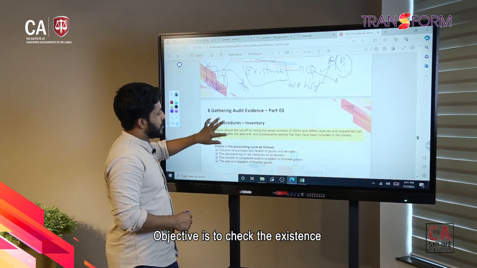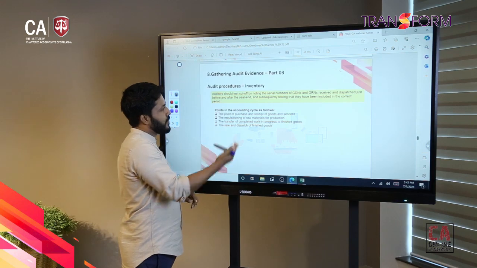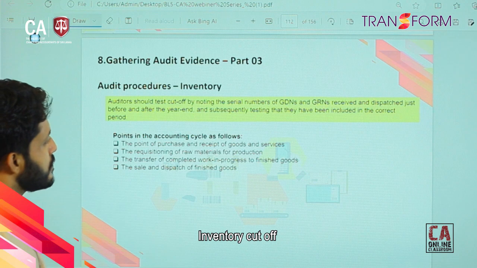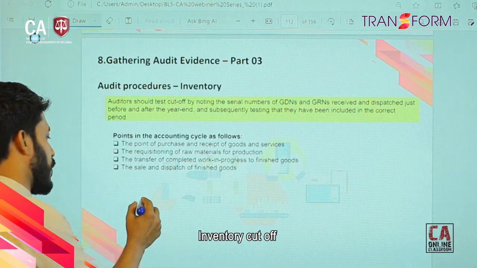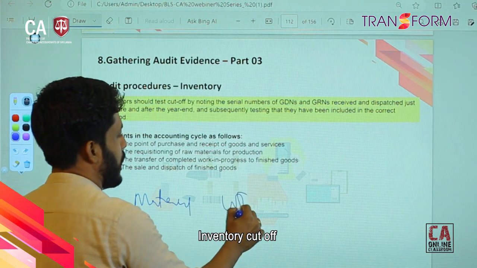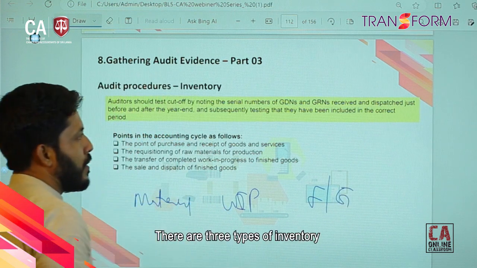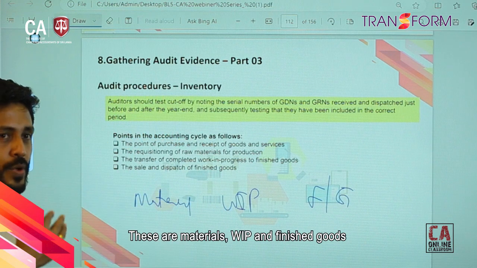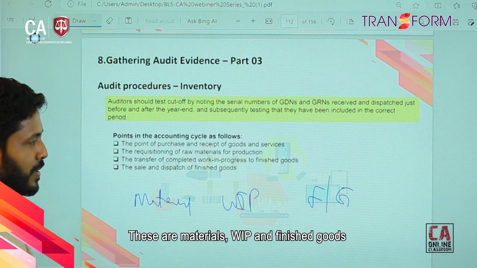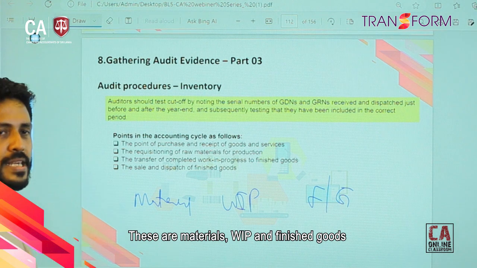Right. So then once you are discussing inventory, the other procedure is inventory cutoff. Why are we doing inventory cutoff? You may have material and then WIP and then finished goods. To ensure the completeness of inventory balance, we have to perform inventory cutoff, because whatever the inventory relevant for that period should be recorded as inventory.